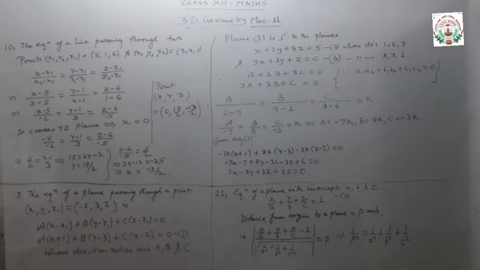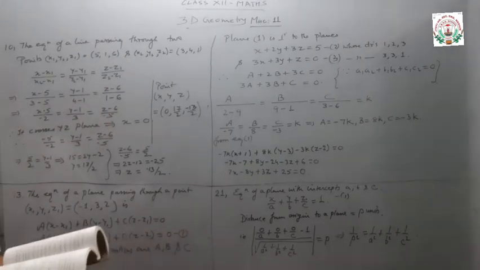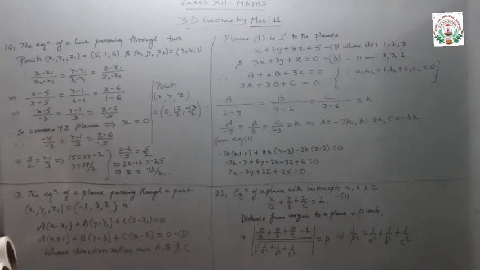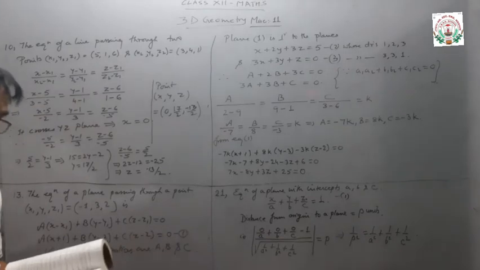Okay. Now the last question, that is question number 21. It is also a most important question. Prove that if a plane has the intercepts a, b and c with the x-axis, y-axis and z-axis respectively, and is at a distance of p units from the origin, then 1 by a square plus 1 by b square plus 1 by c square equals 1 by p square.